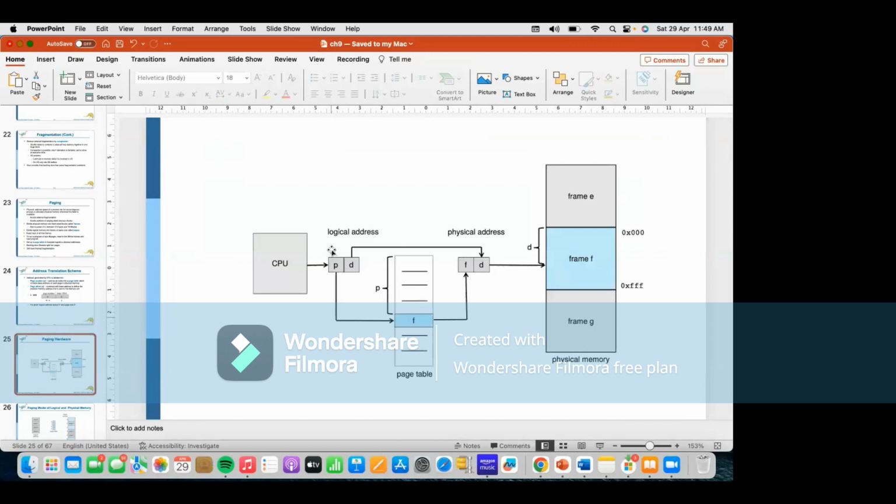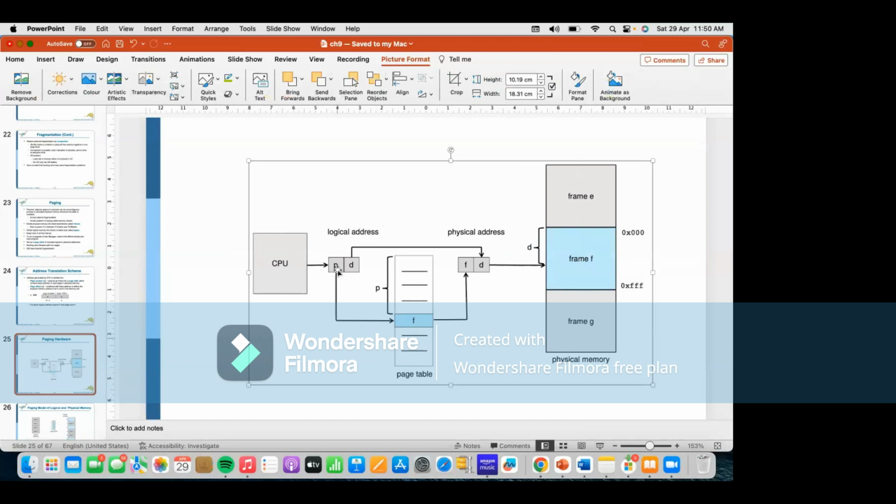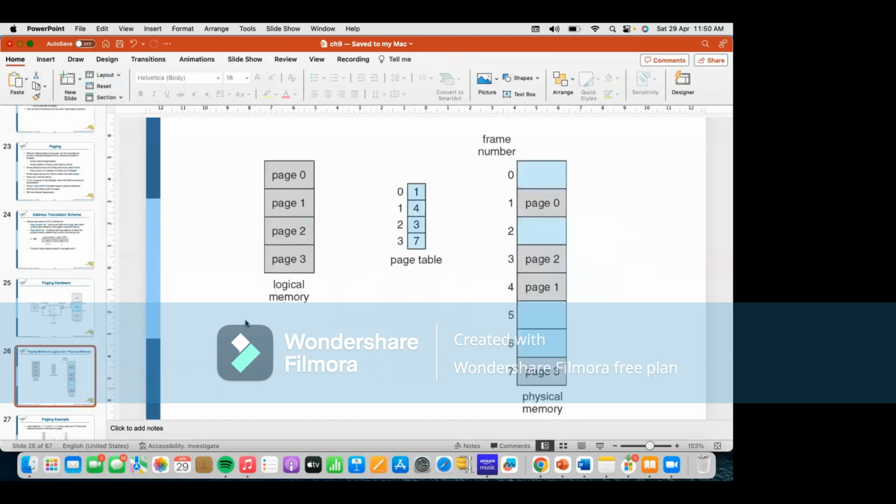Here, logical memory is divided into pages in paging. Logical memory means memory which is not actually existing, only for CPU convenience. We assume that memory is divided into pages. The actual physical memory is divided into frames: frame 0, frame 1, frame 2, frame 3, like that.